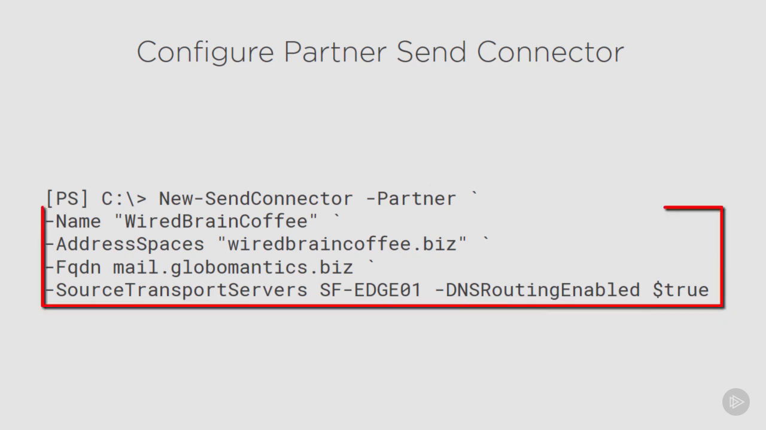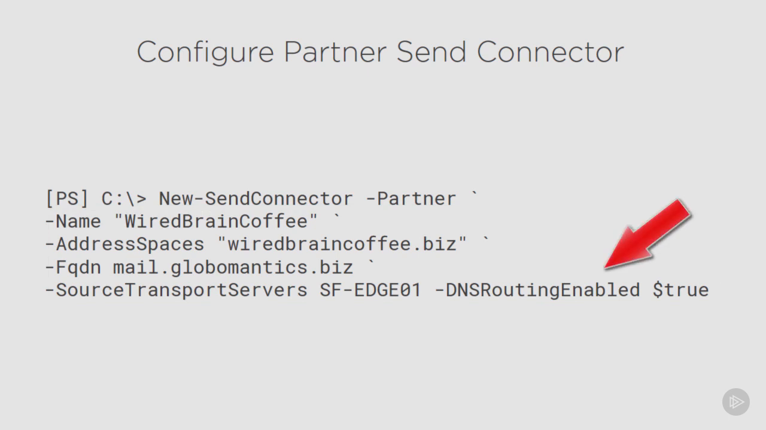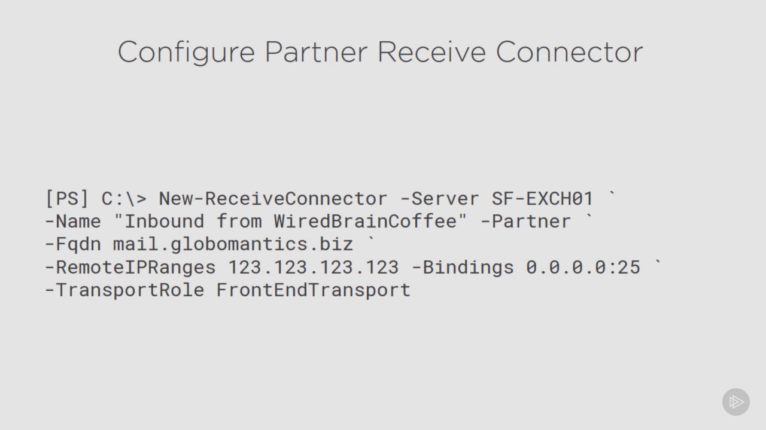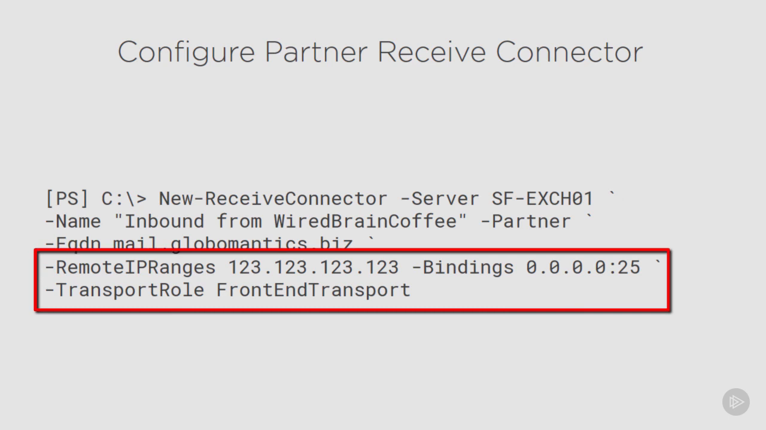And then all you need to do is give it a name, specify the address spaces that send connector should be used for, a fully qualified domain name, and set the source transport servers, which must be edge transport servers. The DNS routing enabled set to true means that MX records will be used for this send connector. The other alternative is to specify a smart host. For domains that you want to receive email from with domain security, the New-ReceiveConnector cmdlet is used to create an inbound receive connector of the type partner and specify the remote IP ranges of the partner's email servers.